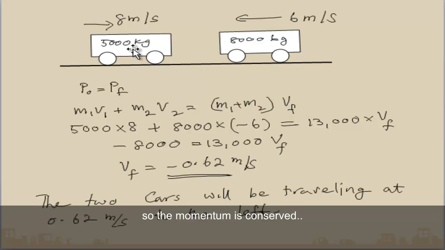By substituting the values, we get 5,000 times 8 plus 8,000 times minus 6. This minus 6 represents that the velocity of the second car is in the opposite direction, equals 13,000 times vf. So we get 8,000 equals 13,000 times vf. So vf equals negative 0.62 meters per second. So the final velocity is in the negative direction, or to the left, after the collision. The two cars will be traveling at 0.62 meters per second to the left.